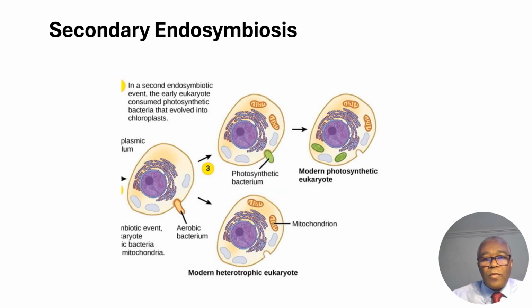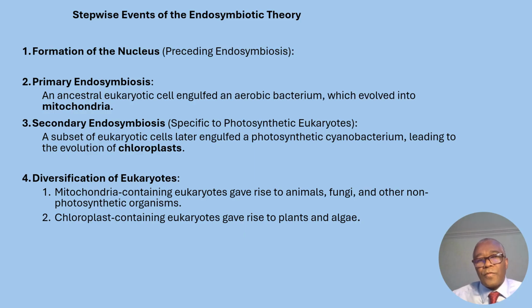And the next step would be that a subset of those new cells that have mitochondria would have engulfed a cyanobacterium, a photosynthetic bacterium, and then those would be the origin of the chloroplasts. So those form, on top of the left here, the modern photosynthetic eukaryotes, such as an algal cell or a plant cell. So this is how the endosymbiotic theory is proposed.